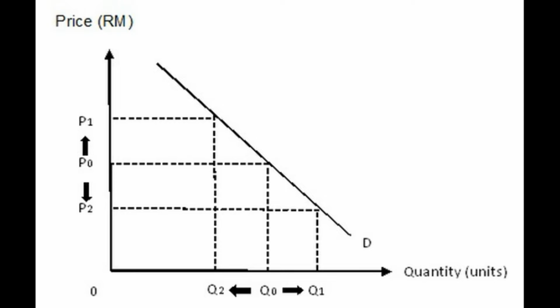Next, determinant of demand. First, price of the good itself. As shown in the graph, if the price of our sport shoes increased from 100 to 150, the quantity demanded of our product will fall from 100 to 50 units. If the price of our sport shoes decreased from 100 to 50 ringgit, then the quantity demanded of our sport shoes will increase from 100 to 150 units.